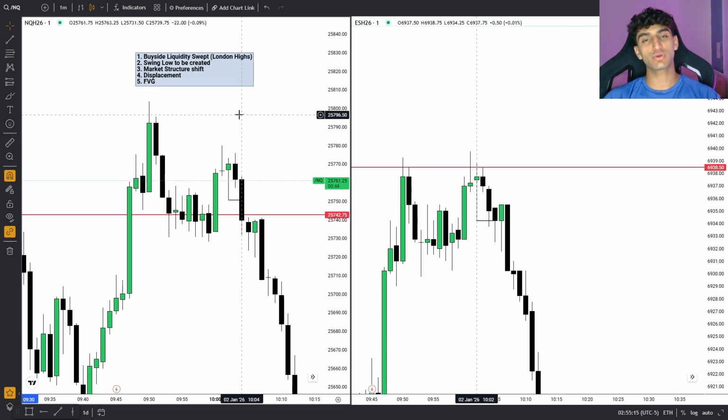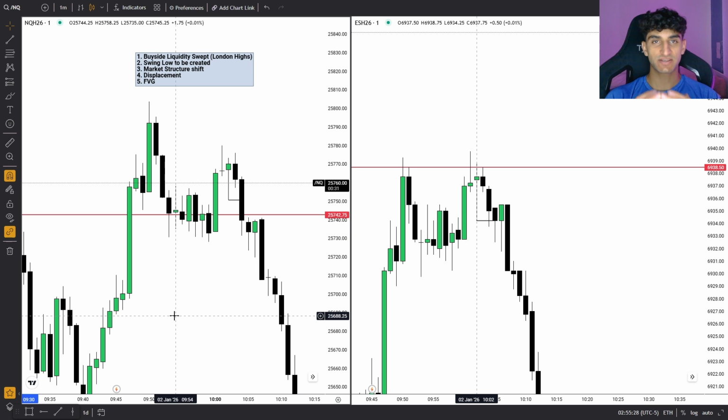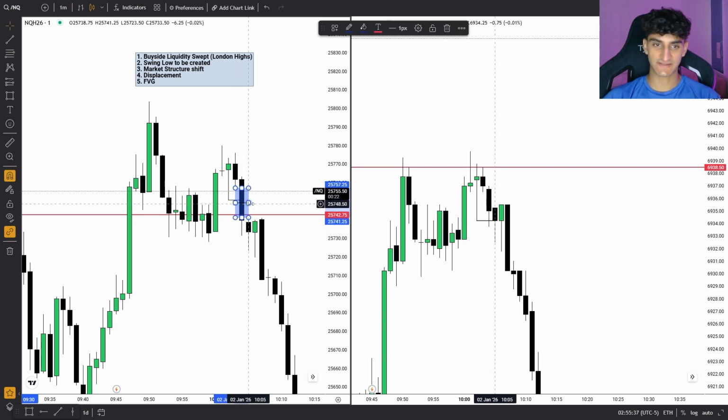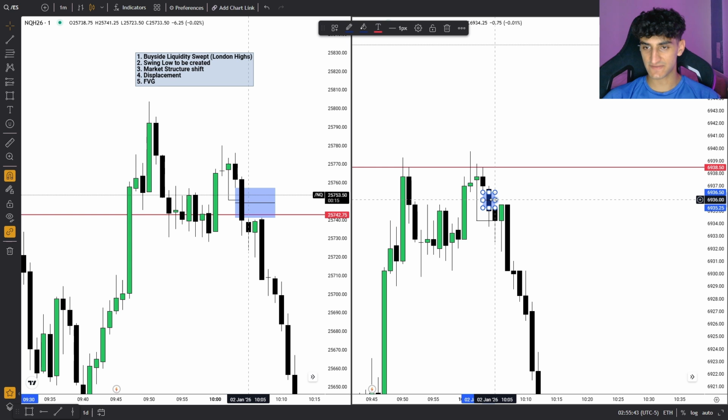Now coming into step number 5 on our checklist criteria is a fair value gap. I need to see a fair value gap before going on to the next step. The reason why I need a fair value gap so much is because that is going to be our entry point. As soon as price retraces into that fair value gap, we will be executing to go short. So as we see right here, we have this fair value gap paired with this market structure shift and displacement that was created at 10:04, and also on the S&P 500, we see this fair value gap that is created at 10:04 also.